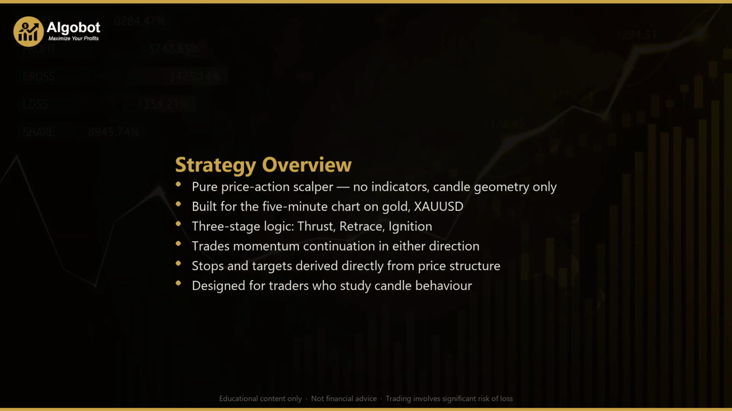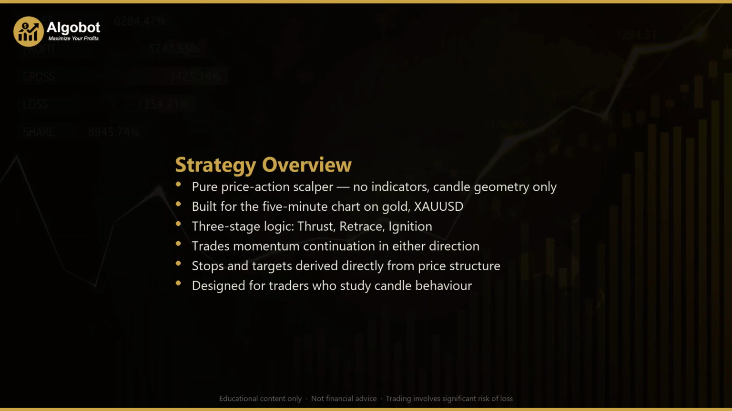The first stage is the thrust. This is a single completed candle whose body is far larger than the recent average range, and which fills most of its own range, almost like a near-marubozu power candle. That kind of candle represents a burst of buying or selling pressure, a genuine displacement in price.